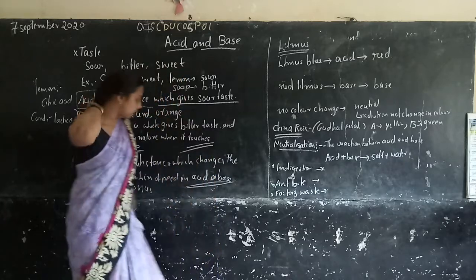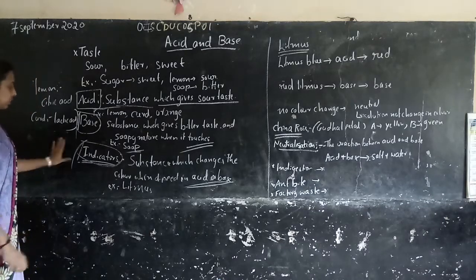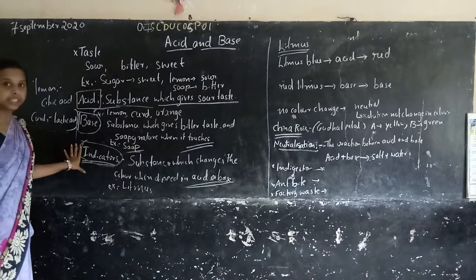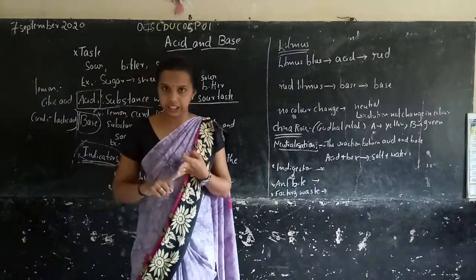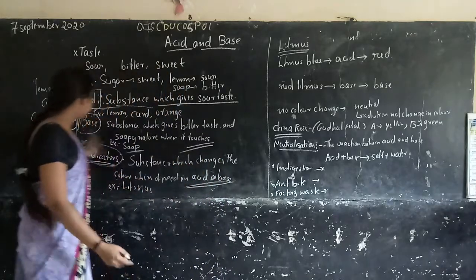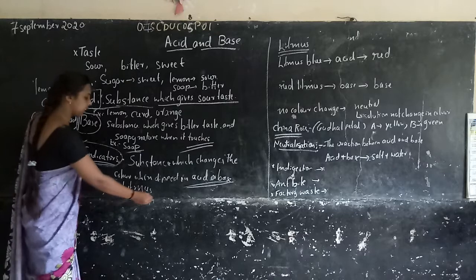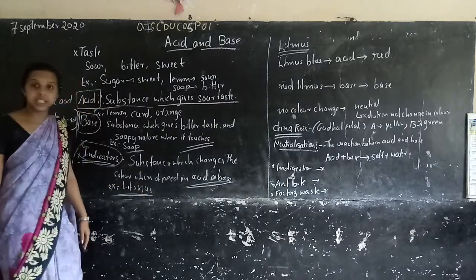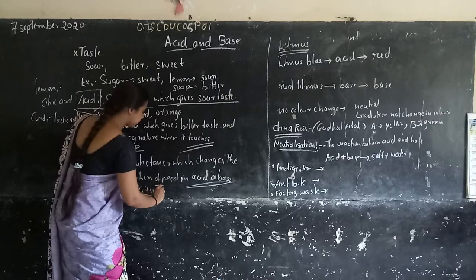So, a substance which changes color when dipped in acid or base is called an indicator. Now we know what acid, base, and indicators are. Then, what is an example of an indicator? A natural example is litmus.